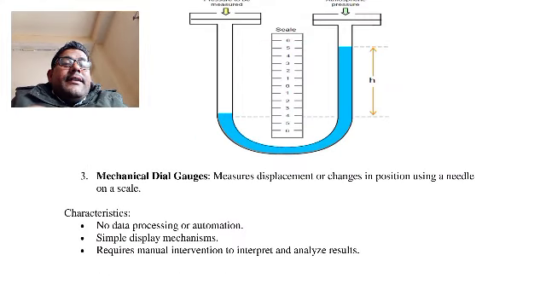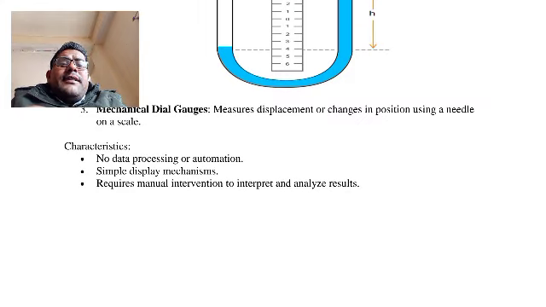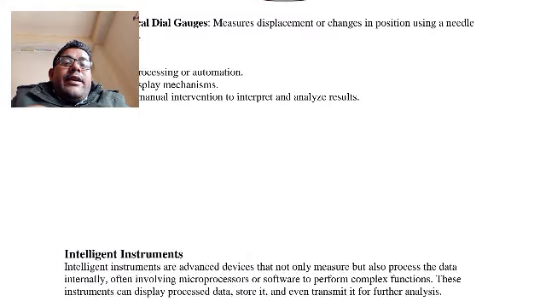Same mechanical dial gauges that measure the displacement or channel through the position. Characteristics: no data processing here. Simple and simple display mechanism. It requires manual intervention to detect and analyze.